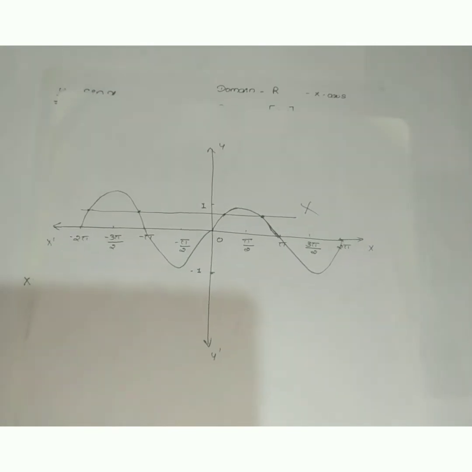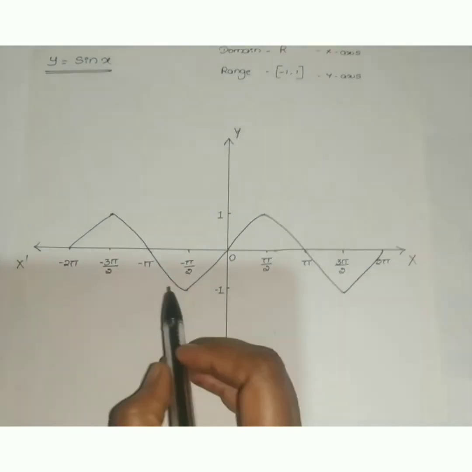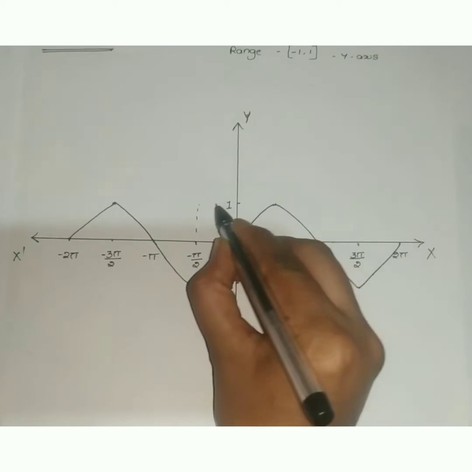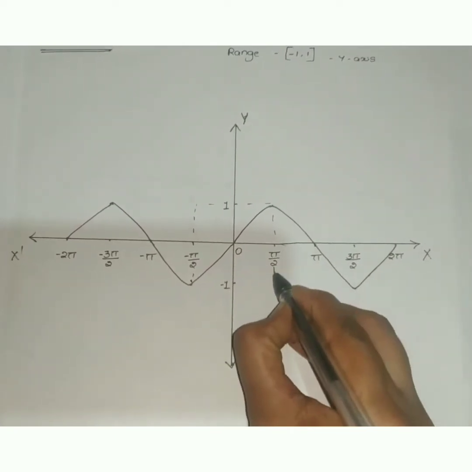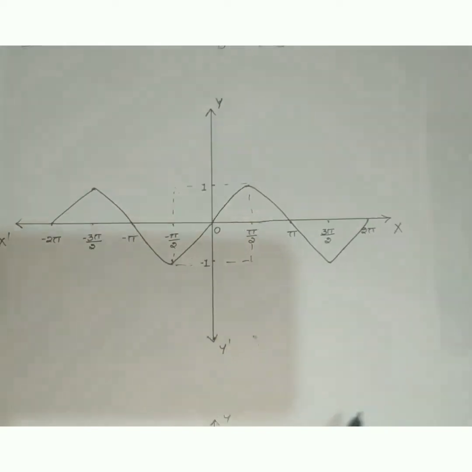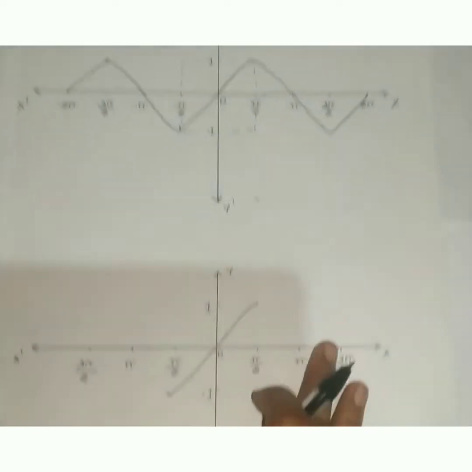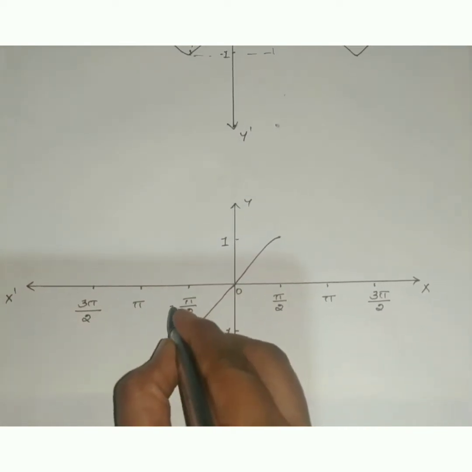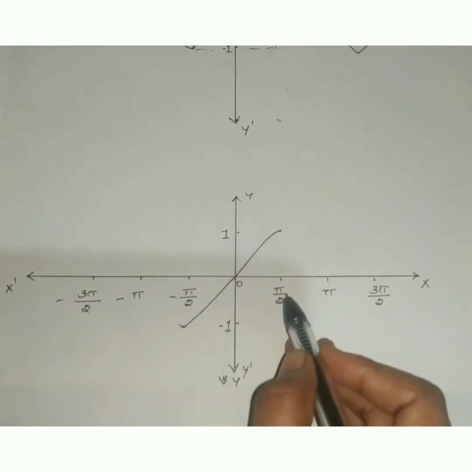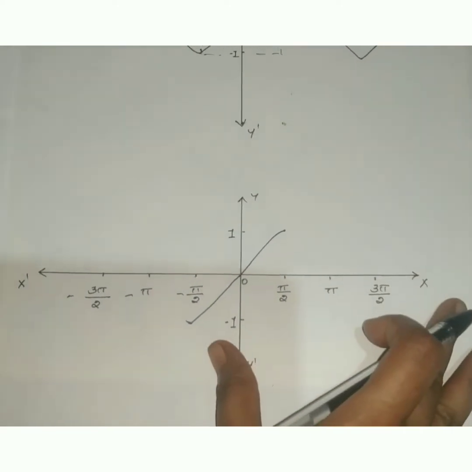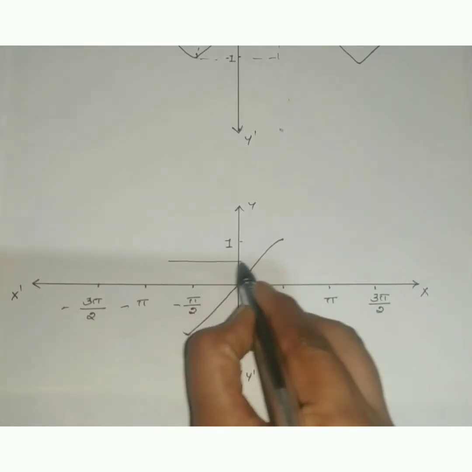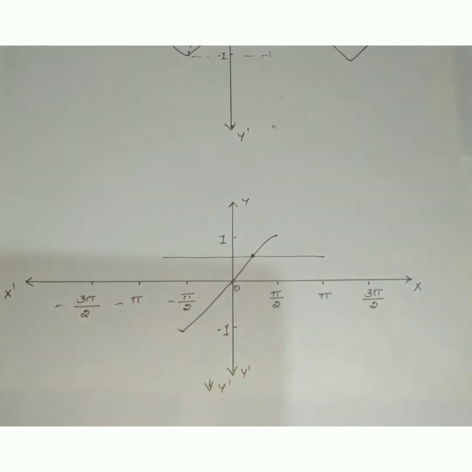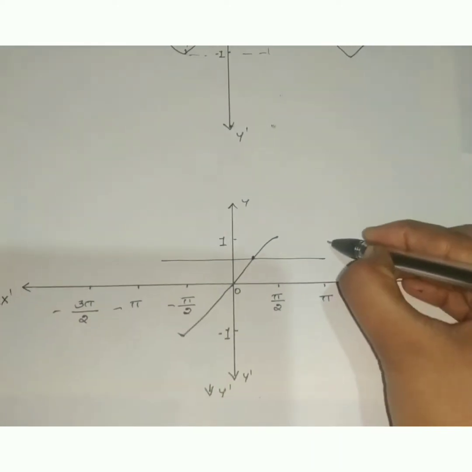So when we restrict the domain value from minus pi by 2 to pi by 2, this is the graph. Here apply the horizontal line test. The horizontal line passes through only one point on the graph of the function. It is an invertible function.